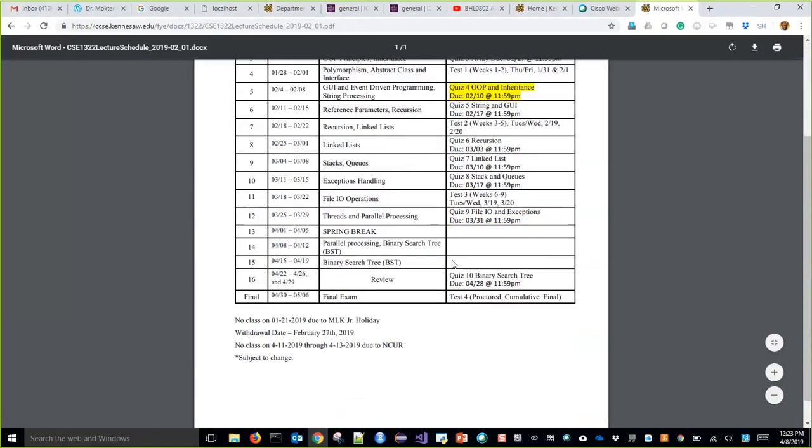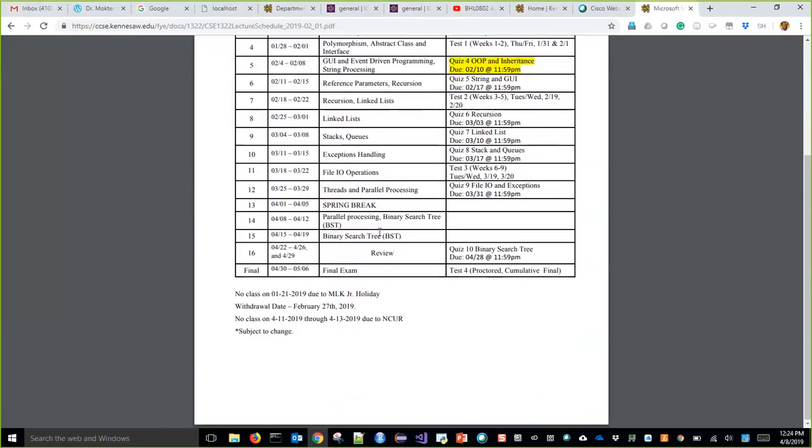According to our schedule, we are almost at the end of our course content. We just have two major topics: parallel processing and binary search tree. For your final, you will get one question from each. Maybe 10 plus 10, 20 points.